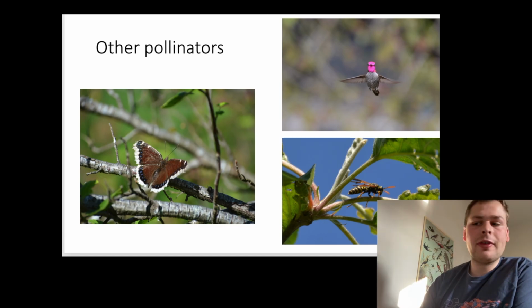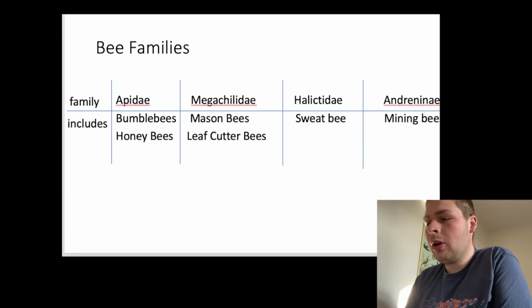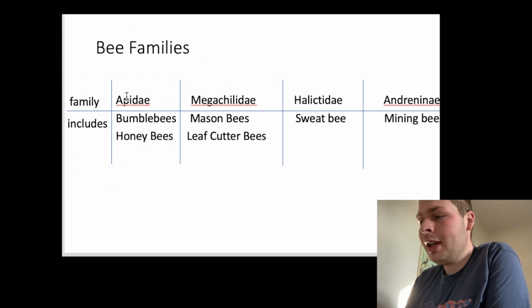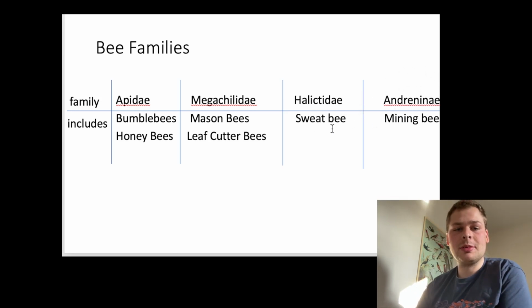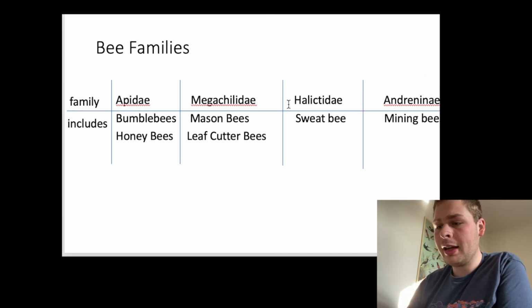So there are several families of bees. So you've got families of bees that we'll go through, but a quick overview. You've got the Apidae, which include bumblebees and honeybees, Megachilidae, which include mason bees and leafcutter bees, Halictidae, which include sweat bees, and Andrenidae, which include mining bees. So these are all different kinds of bees because there's a great diversity and variety.